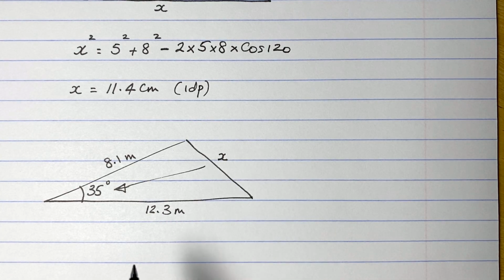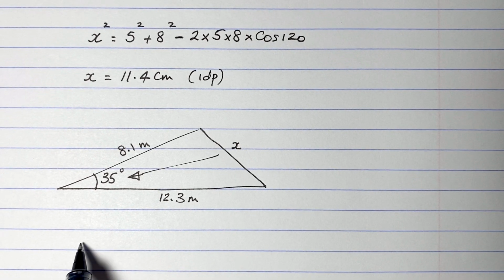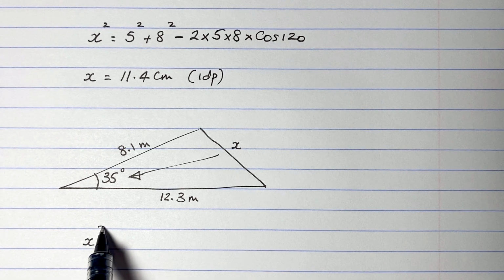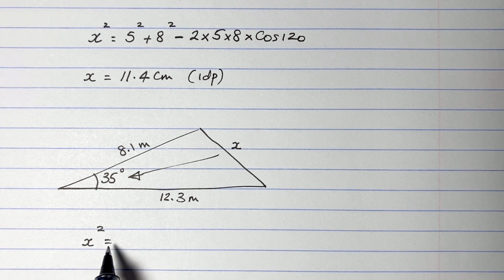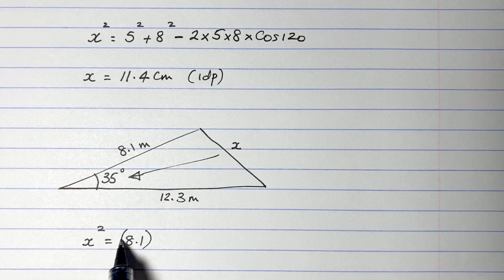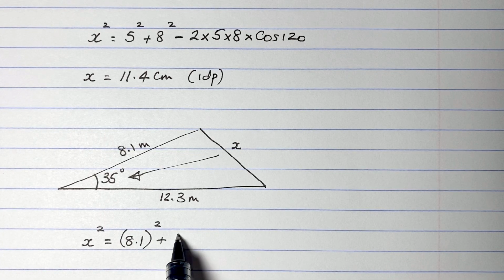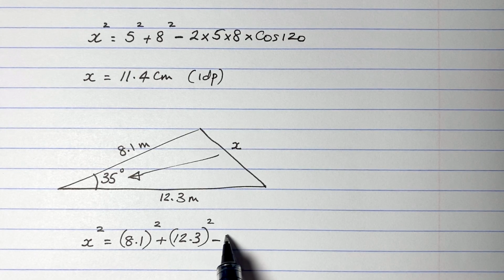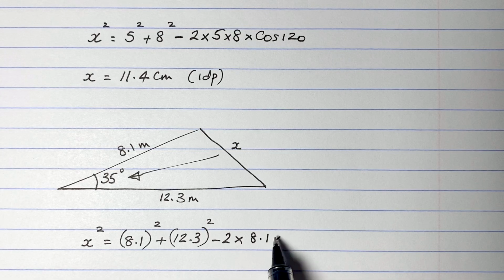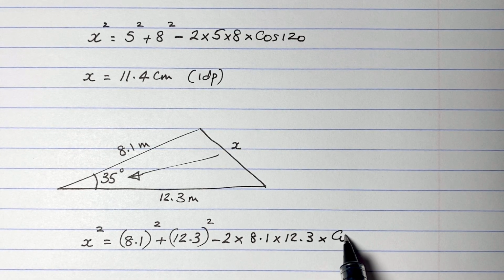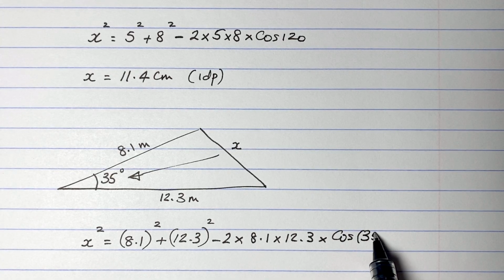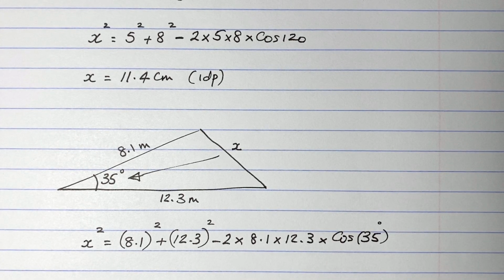So to find the value of x, same process, x squared equals the two other sides squared, added together, 8.1 squared plus 12.3 squared, followed by minus 2 times 8.1 times 12.3 times the cos of the angle 35, which is the angle between them.